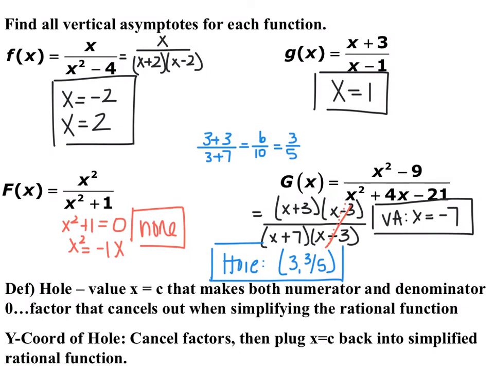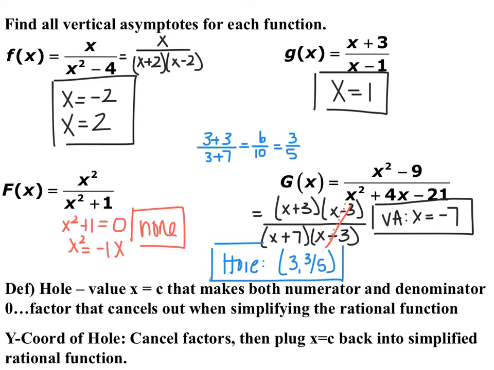So just like a normal point, holes are written as coordinate points. X is equal to 3, that's what made both of these equal to 0. I canceled these off and plugged the 3 back in, just like you would a normal y coordinate, and you end up with 3/5. So the y coordinate is 3/5.